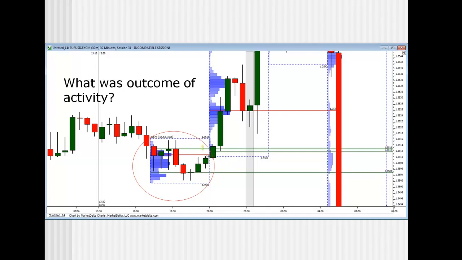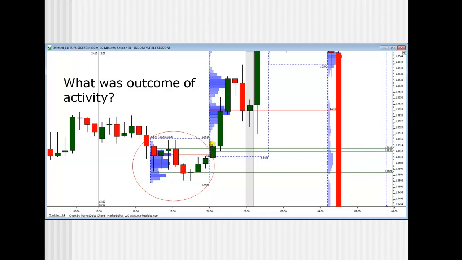The outcome of this activity is this candle closes above value, bringing us to that magic point where we are away from value. So in this case, we have a judgment call to make. Do we want to be aggressive, or do we want to be conservative? And the way that we make this judgment call is basically we look at risk management.